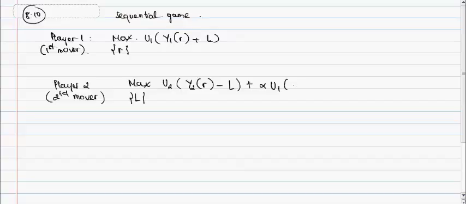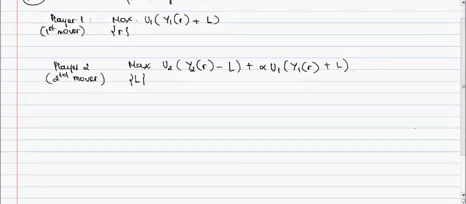We know that utility 1 is the utility of the child, which is a function of income, y1 as a function of R, plus L. So player 2 is going to maximize that objective function by choosing an amount L to give to player 1. Now we have a sequential game with two players, so we use backward induction: we find the solution for player 2 first, then plug it into the function for player 1, and then maximize player 1's objective function by choosing R.